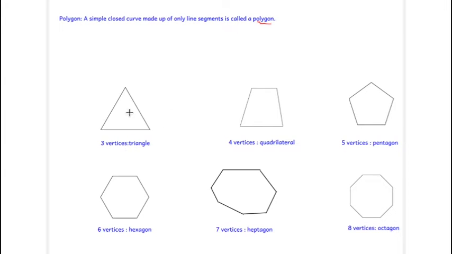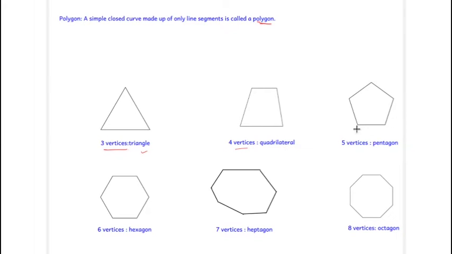The first one is a triangle. We all know it. It has 3 vertices. Now see, according to the number of vertices, the name differs. So it has 3 vertices, so it is called a triangle. Next one is a quadrilateral. Why is it a quadrilateral? Because it has 4 vertices or 4 corners, so this is called a quadrilateral.